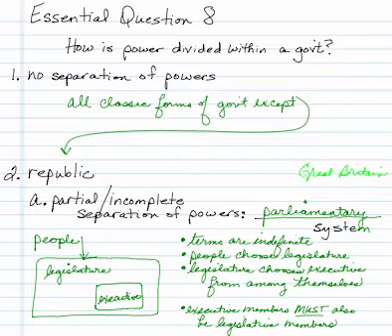And again, as I said, Great Britain has this type of separation of powers, which is partial or incomplete. They do have a separate executive, but it comes from their legislature.